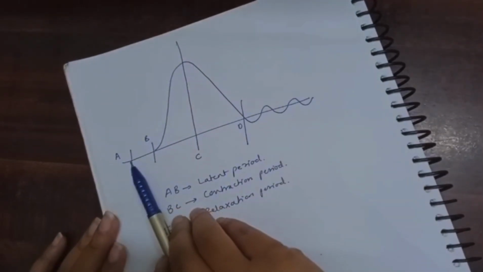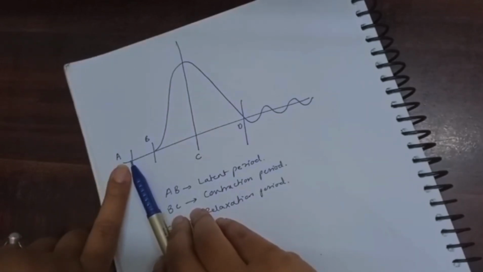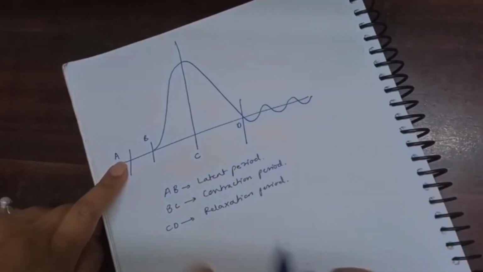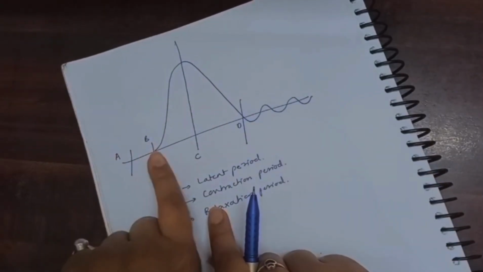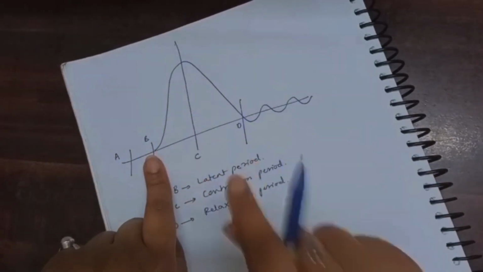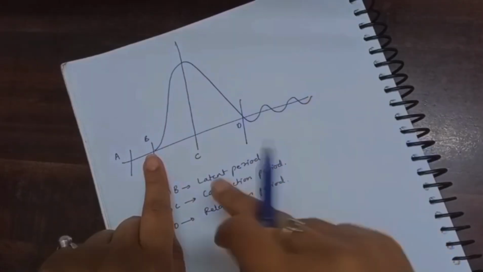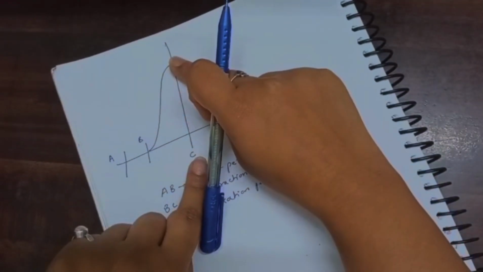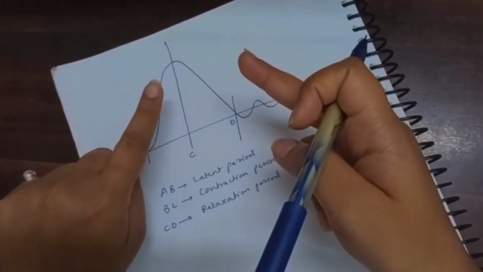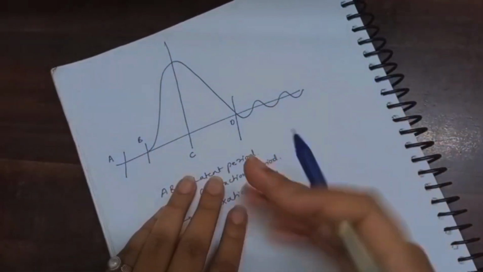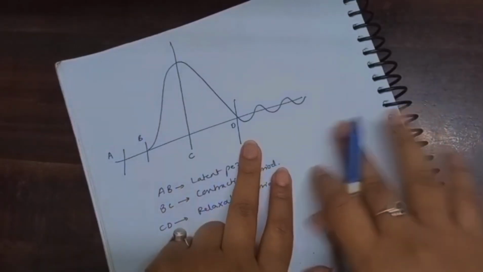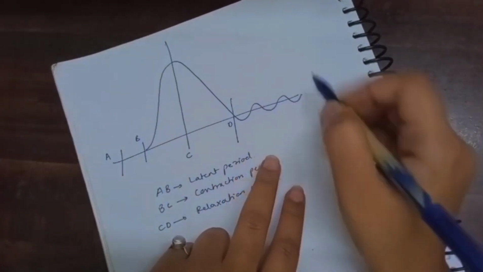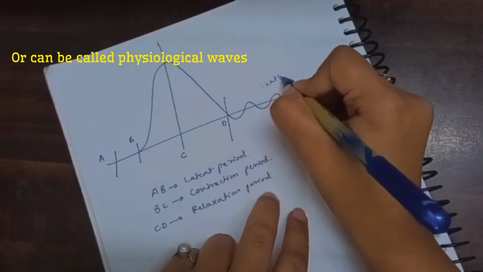Point A is said to be the point of stimulation, that is when the electrode or the electrical stimulus is applied to the muscle. Point B is referred to as the point of contraction, that is the beginning of the shortening of the muscle. Point C can be referred to as the peak of contraction, that is the maximum contraction point, or the start of relaxation. And point D can be referred to as the end of the relaxation phase, and these further waves are called the shatter waves.